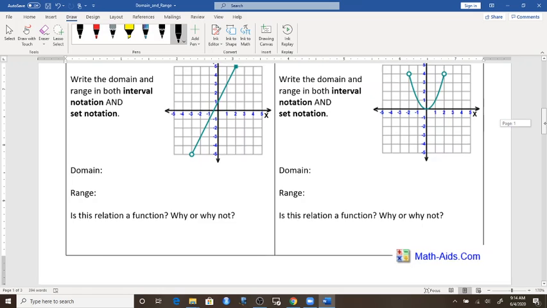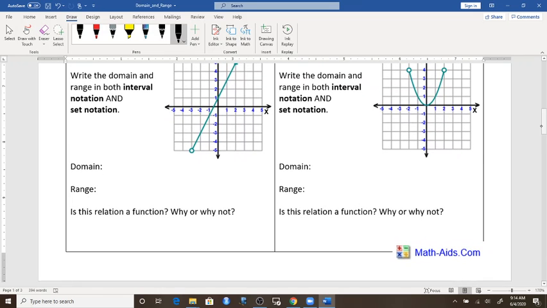For the domain, since it's continuous, if you want to write this in interval notation, we're going to start from the smallest possible value of x, which is -2, the most left. And since it's an open dot at -2, I'm going to use round brackets, and then the largest possible value of x is +2. We're going to use round brackets again because there are two open dots.